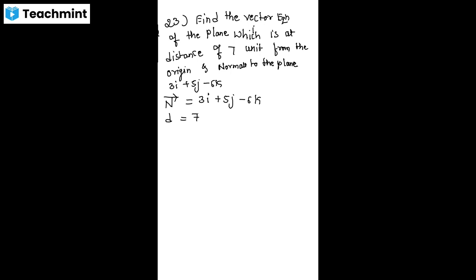So already we know the equation of the plane in the normal form, that is vector r dot vector n is equal to d. It is the equation of the plane in the vector form. Now what they asked is to find the vector equation of the plane in which the distance is given.